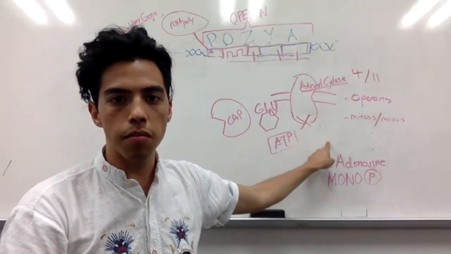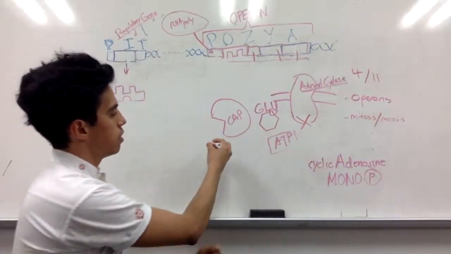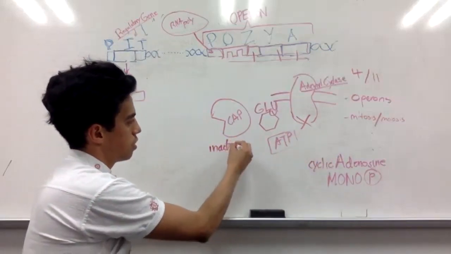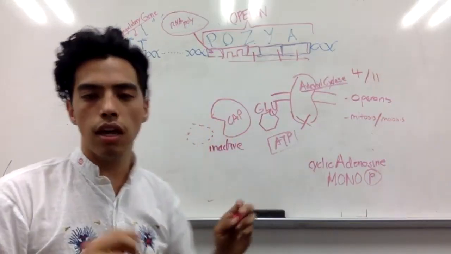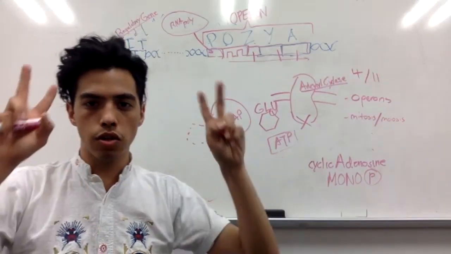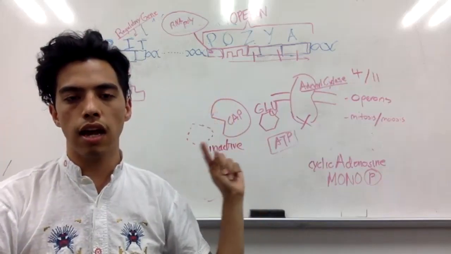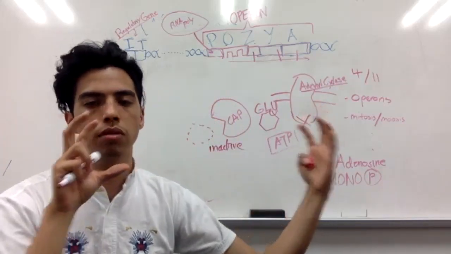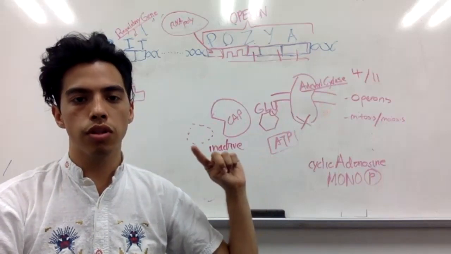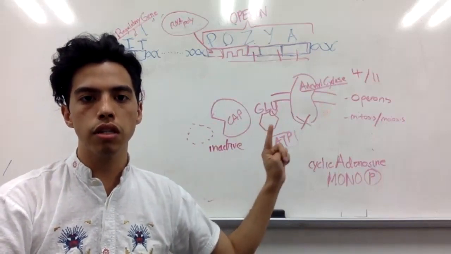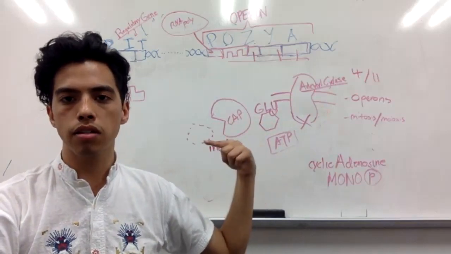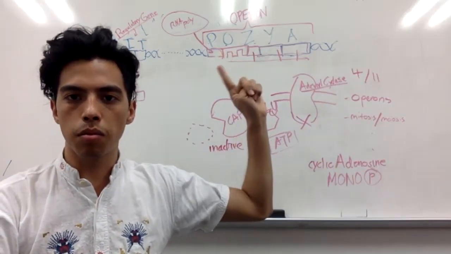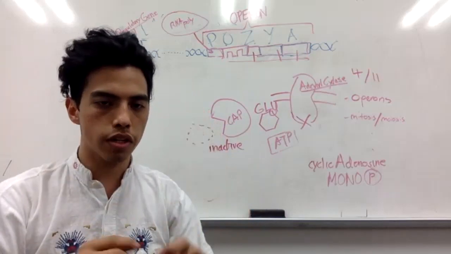And without the cAMP, then this CAP, since for this to act as a transcription factor, it needs to have the cAMP and the CAP protein bind together. But in this case, when there's glucose present, there's no cAMP being created, and therefore you can't form the complex, and therefore it's not going to bind to the promoter and act as a transcription factor.